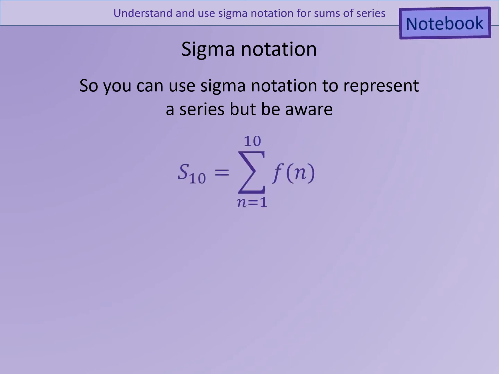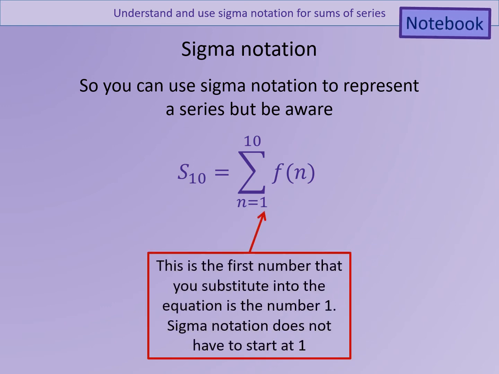So here, for example, if we wanted to find S10, we could calculate the sum from n equals 1 up to 10 of the function f(n). f(n) would just be the rule for the series. However, this notation means that we have to start with 1 as our first number to substitute in. S10 has to mean the first 10 terms, so starting with 1, finishing at 10. It might be, however, that we want to find a summation that doesn't start with n equals 1, so we have to use a rule for this.